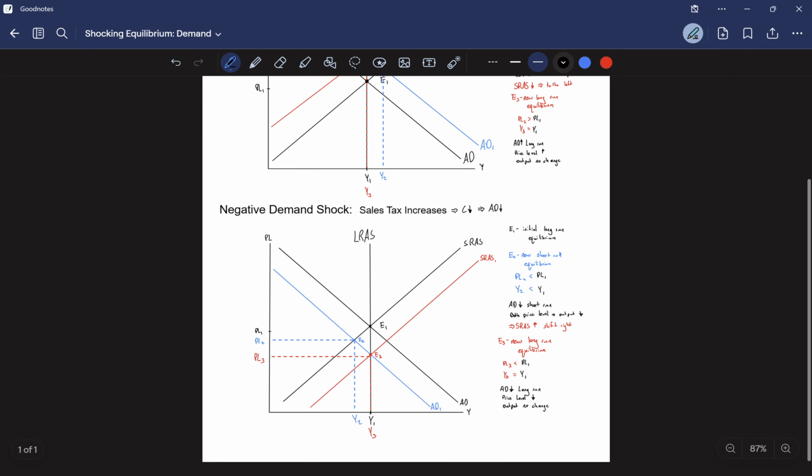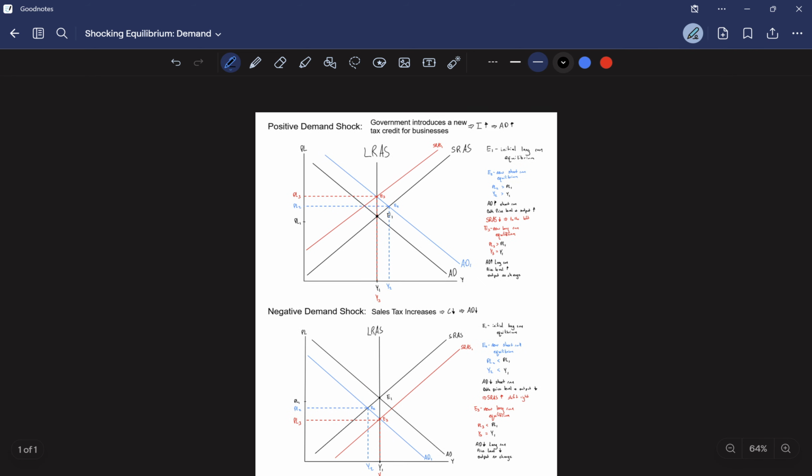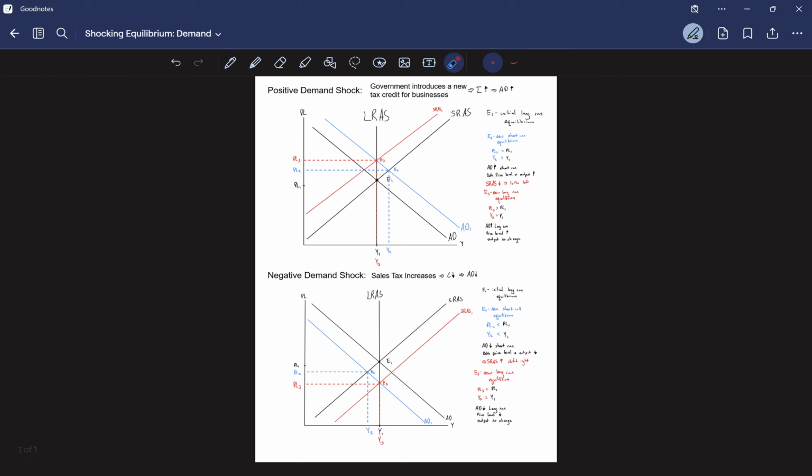So, taking a look back, we can see that in the short run, if we have a positive demand shock, both price level and output increase, and if we have a negative demand shock, price level and output decrease. However, in the long run, output suffers no change either way. But if it's a positive demand shock, price level will increase in the long run. And if it's a negative demand shock, price level will decrease in the long run.